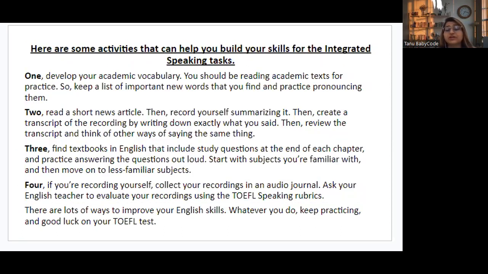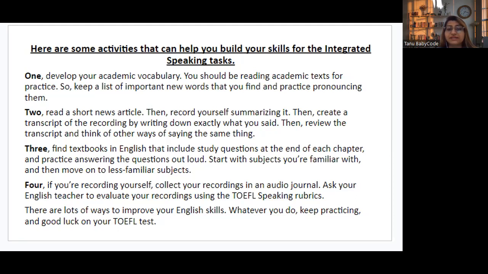So here are some activities which can help you build your skills for integrated speaking tasks. First one is develop your academic vocabulary. You should be reading academic text also for practice. So keep a list of important new words that you find and practice pronouncing. Second is read a short news article. Record yourself summarizing it. Create a transcript of the recording by writing down what you said. Review the transcript. Think of other ways of saying the same thing.